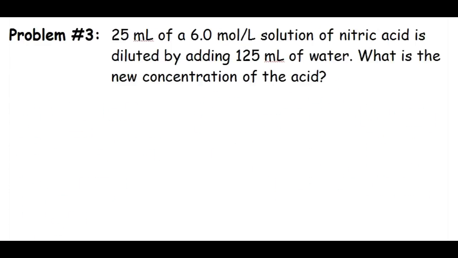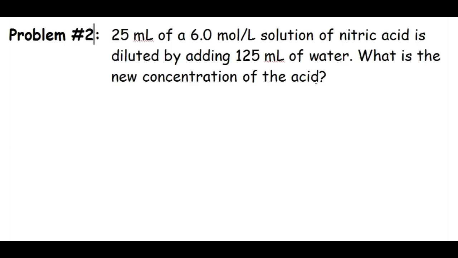All right, so here's our next problem. I've called it problem number 3 by accident. It's really just problem number 2. So let's read it out loud. I have 25 milliliters of a 6 mole per liter solution of nitric acid. And then, I take that and I dilute it by adding 125 milliliters of water. And I want to know what the new concentration of the acid will be.